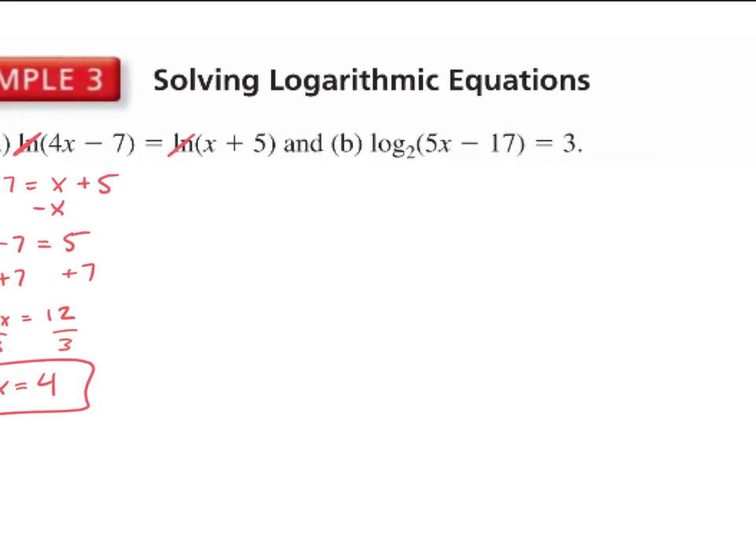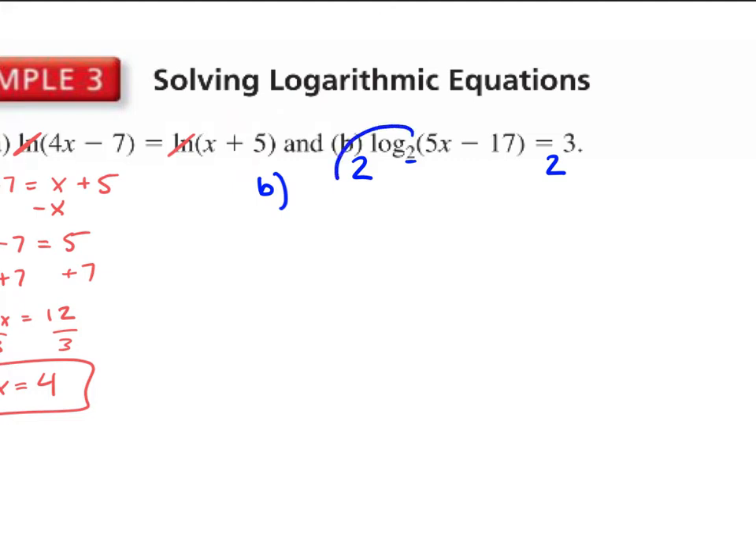All right, let's do b. Here we only have one log on one side. We still want to get that log to cancel out. So we're going to do the inverse of log, which is an exponent. We take whatever this base is and make it our big base. So we take 2 and raise it to the power of log base 2 of 5x minus 17. And whatever we do on the left side, we have to do on the right side. So this is 2 cubed on the right side.